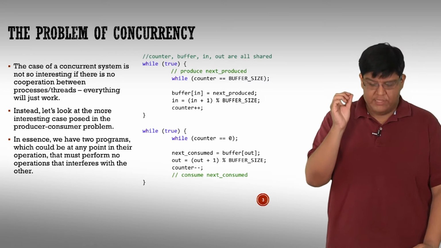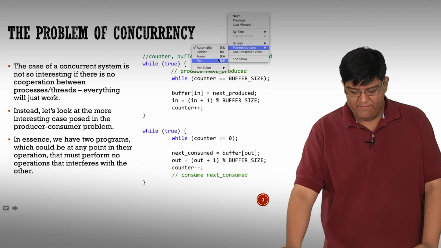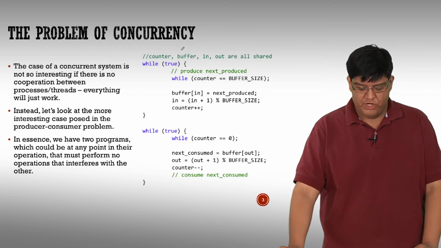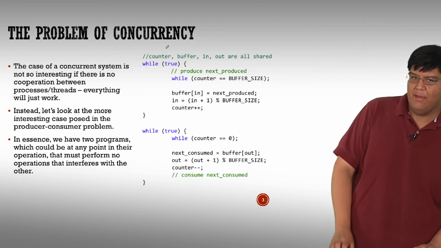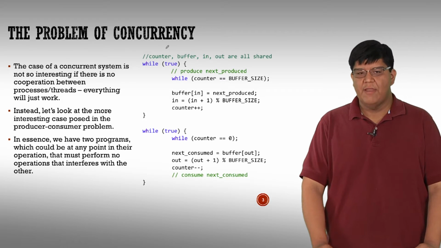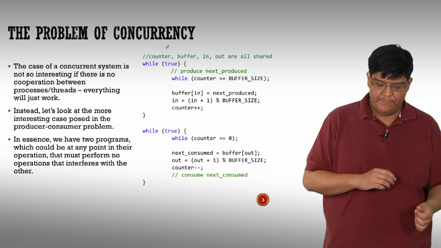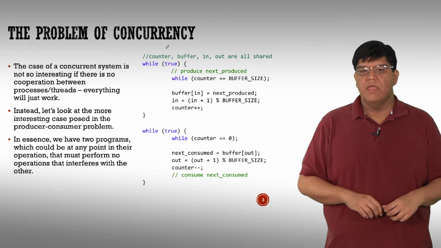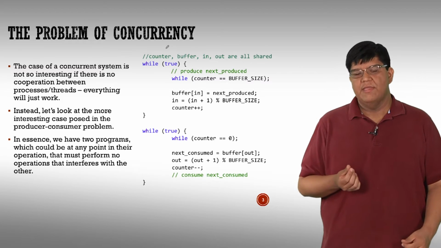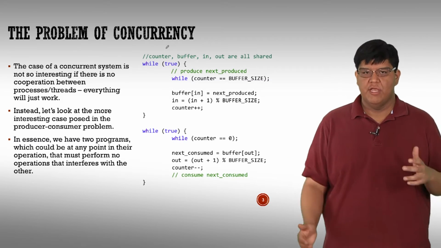Okay, so let's go ahead and walk through the code a little bit. Up at the top I have listed what is shared data. We have counter, buffer, in and out. Our counter variable is going to count the number of items out there, things that the producer has built that haven't been consumed yet. The second thing is buffer, which is going to be that shared array. So we're introducing the idea of shared memory that everybody can make changes to.